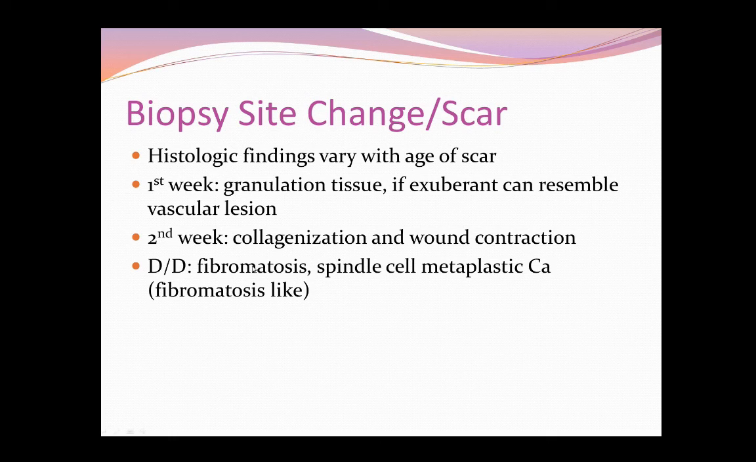So the differential here is mostly fibromatosis, low grade lesion, and a spindle cell carcinoma of fibromatosis type. So if there is a differential of fibromatosis, it's usually good to have a history, whether there was a prior biopsy, and if yes, what was the time since procedure, because if it has been a while, then it can just look like fibromatosis.